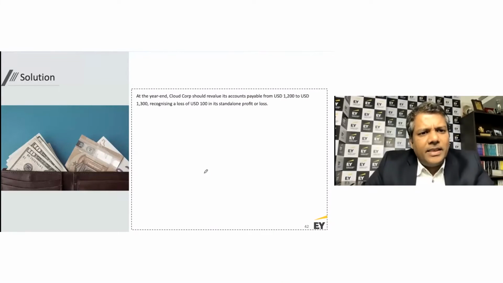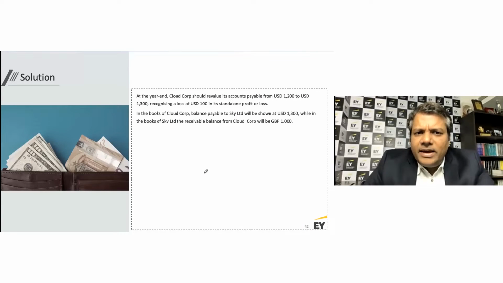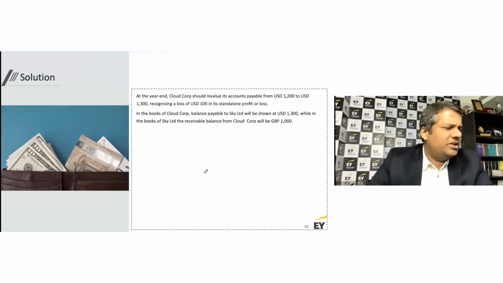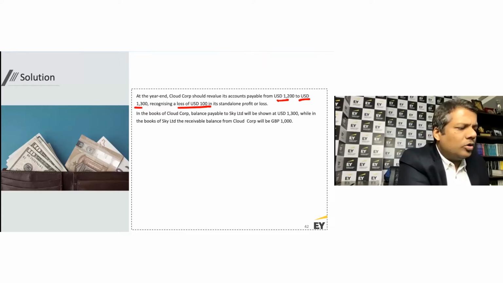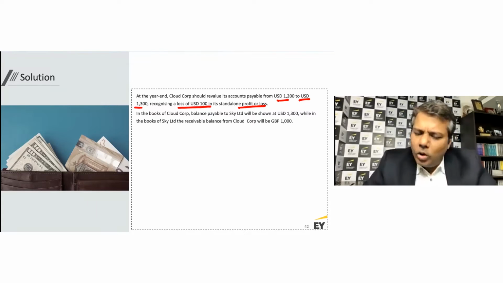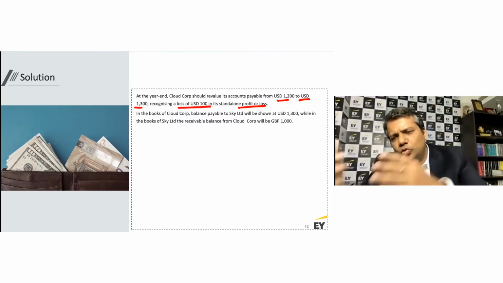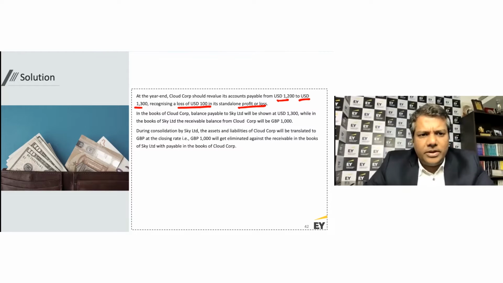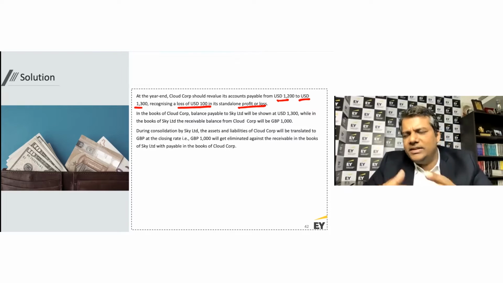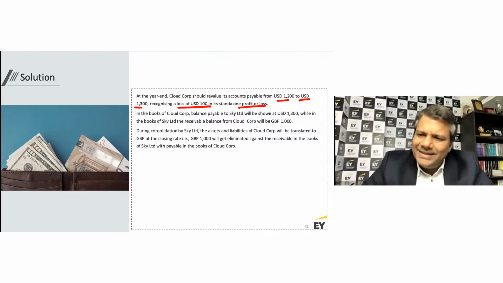So let's look at this. At the year end, Cloud Corp should revalue its account payable from USD 1200 to USD 1300, recognizing a loss of USD 100 in its standalone profit or loss account. Now, in the books of Cloud Corp, the balance payable to Sky Limited will be shown at USD 1300, which when you translate at 1.3, becomes 1000 GBP, while in the books of Sky Limited, the receivable balance from Cloud Corp will be GBP 1000. Now, during consolidation by Sky Limited, the assets and liabilities of Cloud Corp will be translated to GBP at the closing rate of 1.3.